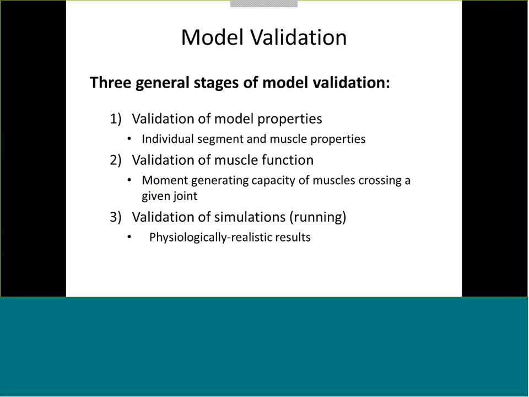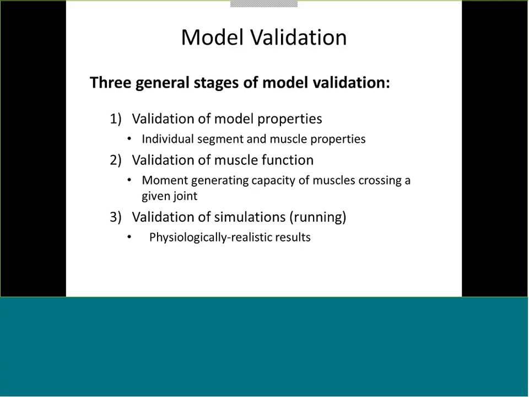Once you develop a model, it's then important to validate it to make sure that you can produce a dynamic simulation that has physiologically realistic results. The 3 general stages of model validation that we followed started out with validating the model properties. This includes the individual segment as well as muscle properties. Next, you want to validate the muscle function or the strength of the model, which could also be thought of as the moment-generating capacity of the muscles that cross a joint in a model. Lastly, you want to validate a model during a dynamic simulation. For us, we validated this model during running. This was the task that we were most interested in.